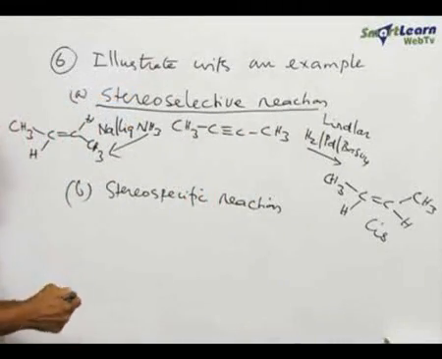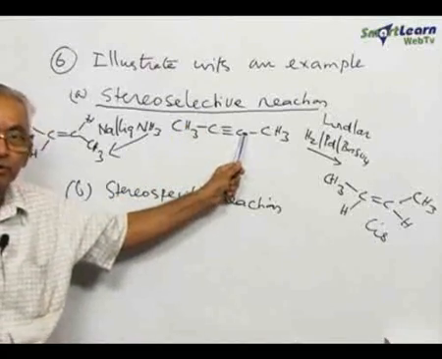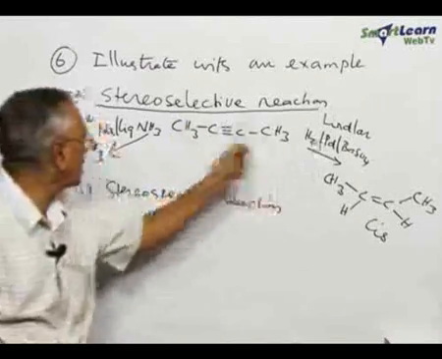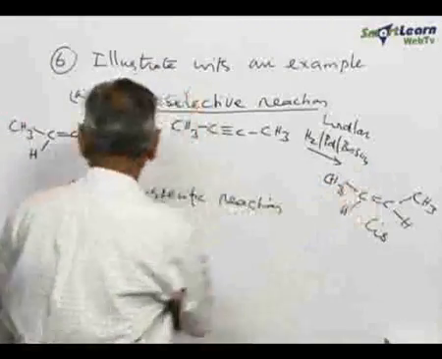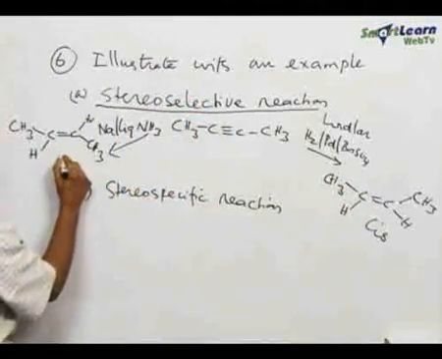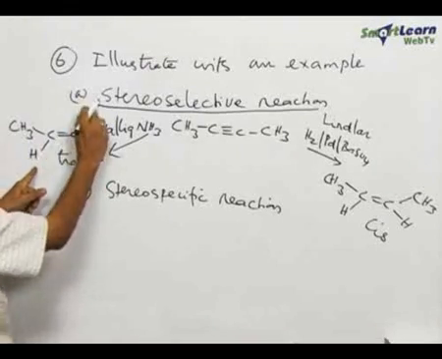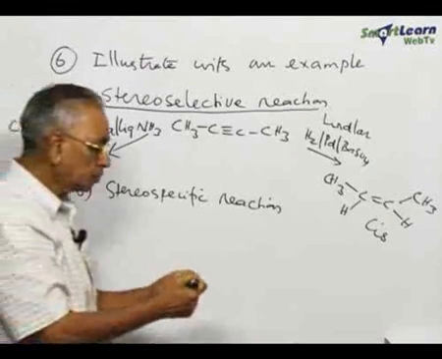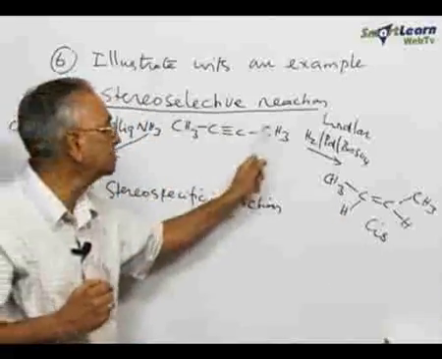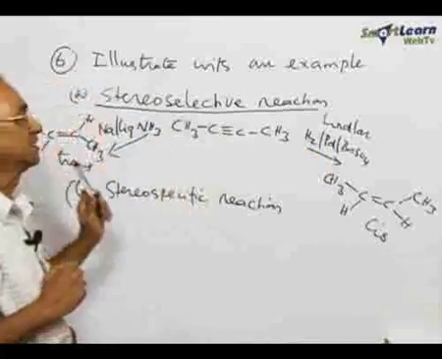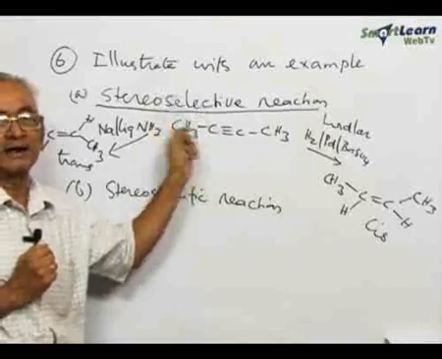A stereoselective reaction is one in which the same starting material is used, two different reagents are used, and two different isomeric products are obtained. These two are isomers. This is cis and this is trans. Trans is one in which the two similar groups are on the opposite side. So two different stereochemical products are obtained from the same starting material using two different reagents. This is referred to as a stereoselective reaction.